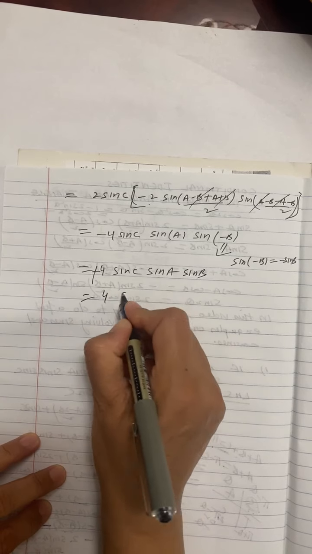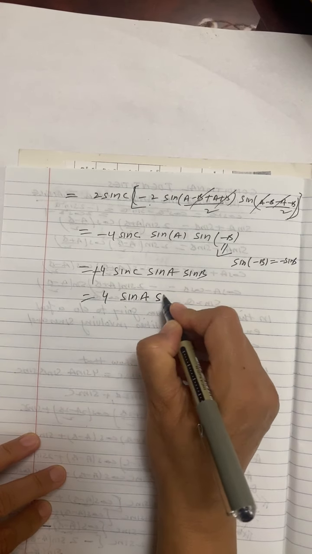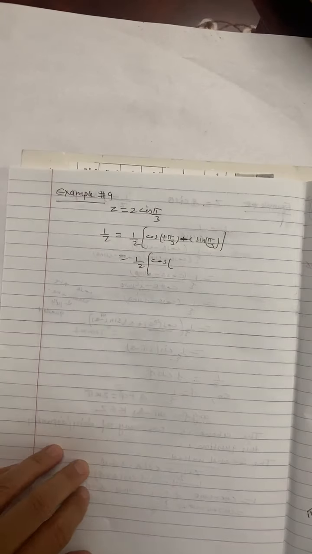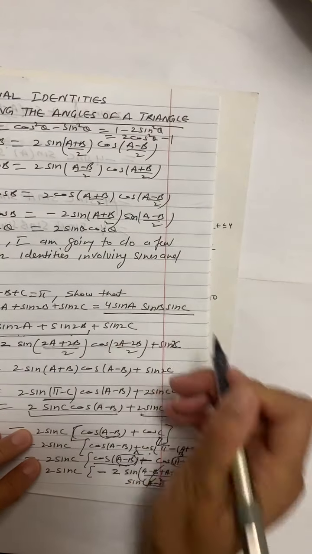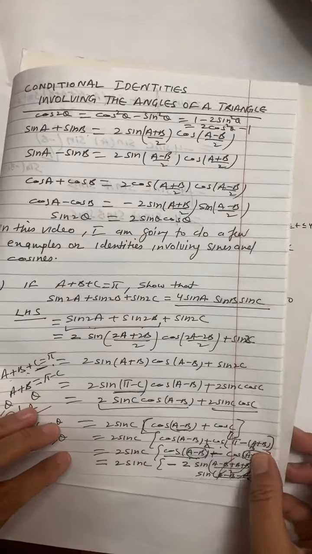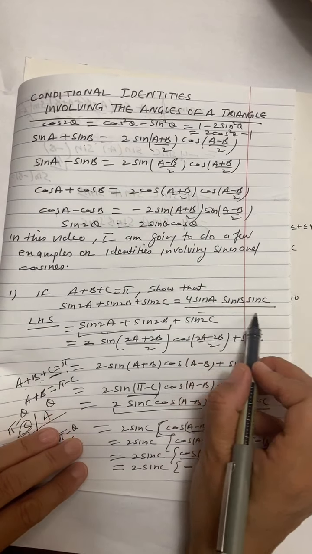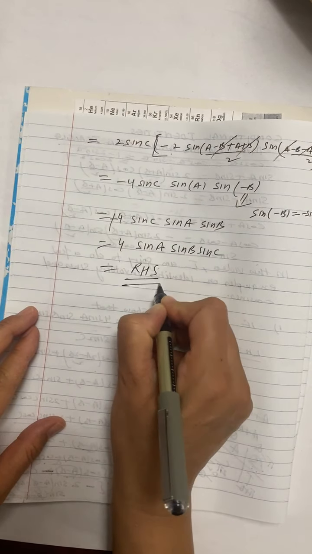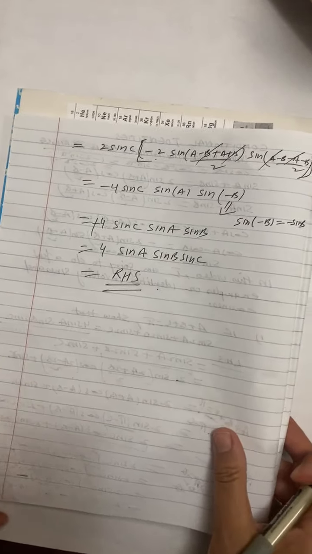I'm going to write this in alphabetical order. So sine b, sine c. So we got 4 sine a, sine b, sine c. Sorry, this is what we were supposed to show. So this is equal to 4 sine a, sine b, sine c, which is our right hand side. Okay. Now let's move on to the second one.